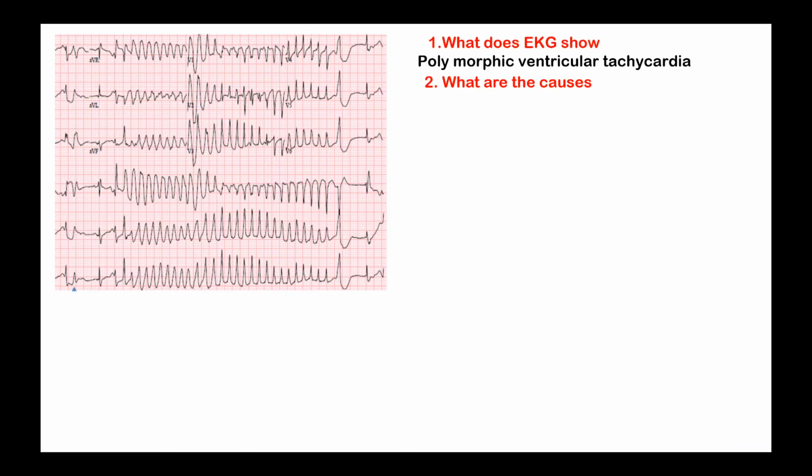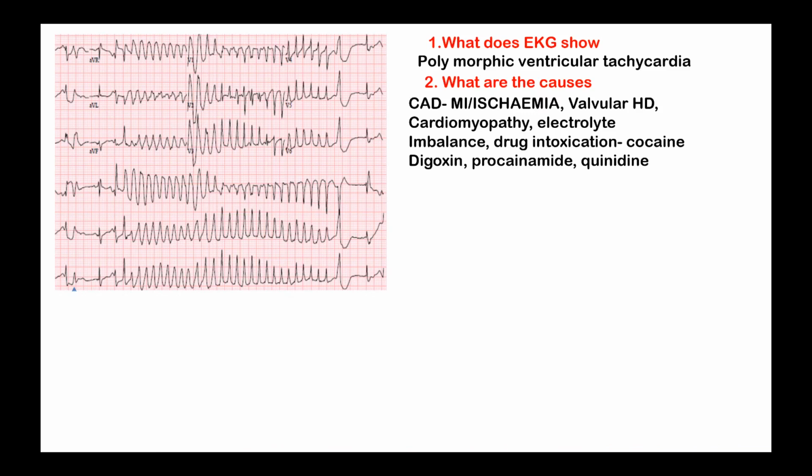What are the causes for this polymorphic ventricular tachycardia? Hyperkalemia. Very common cause. MI, coronary artery disease like MI and ischemia, valvular heart disease, cardiomyopathy, electrolyte imbalance, drug intoxication like cocaine, digoxin or procainamide and pyridine. These are all the causes.